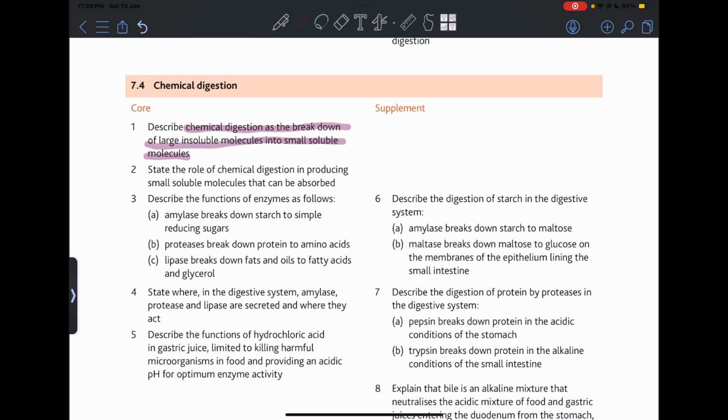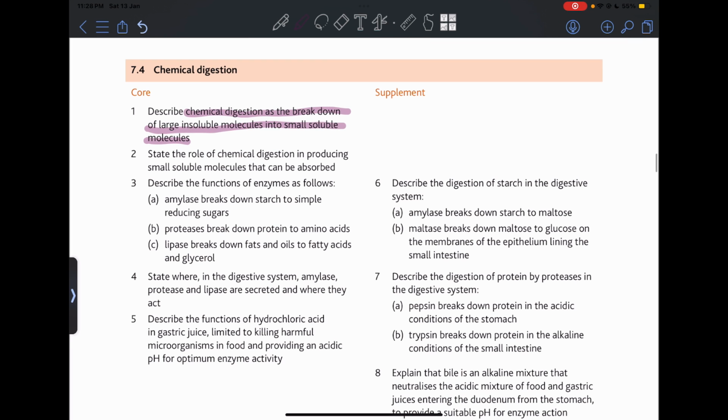So the role or the use of chemical digestion is that it produces smaller molecules that your body can actually absorb into the blood. For example, if you eat something that is full of nutrients, your body can actually absorb the vitamins or the minerals that are in the food. This is done by chemical digestion.